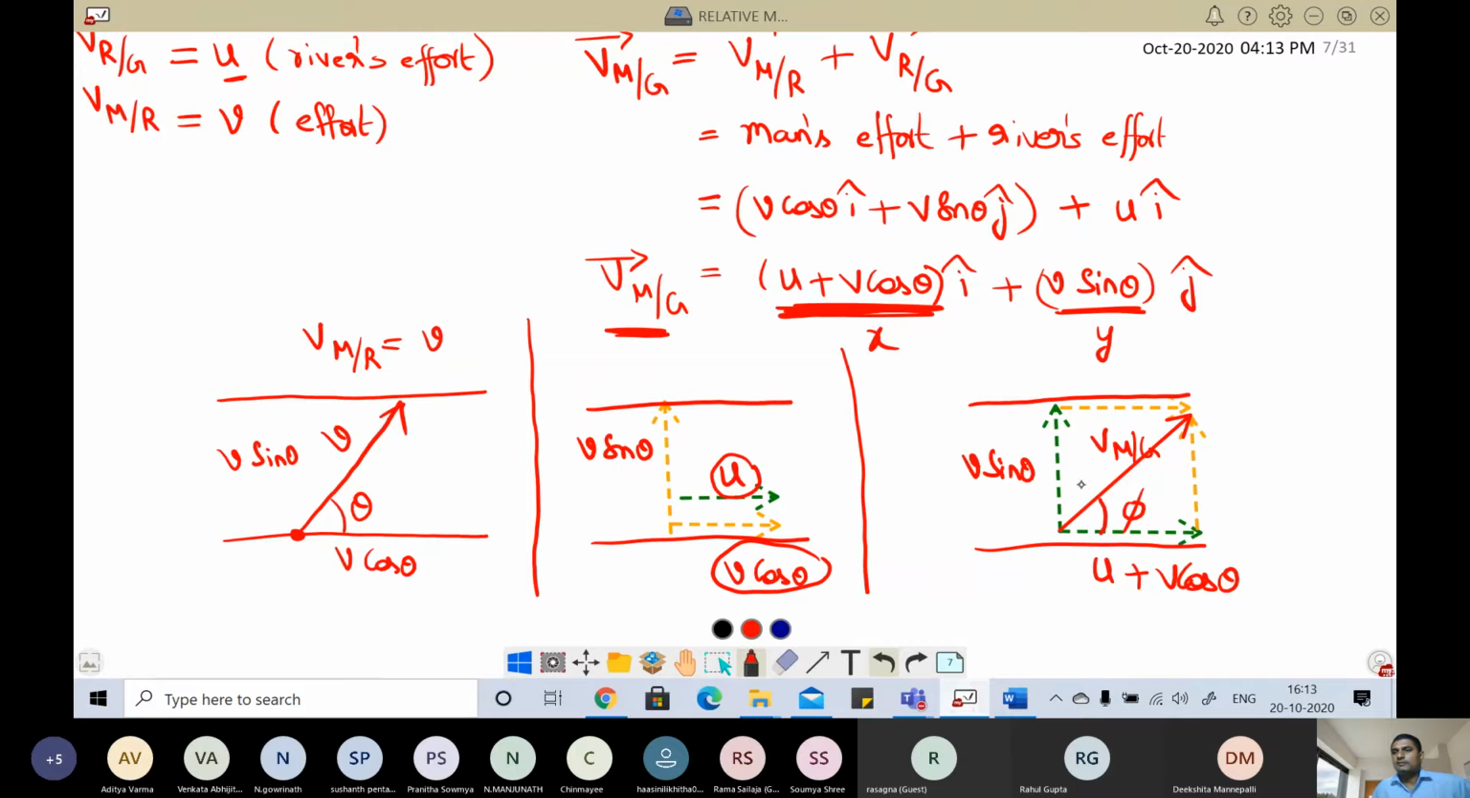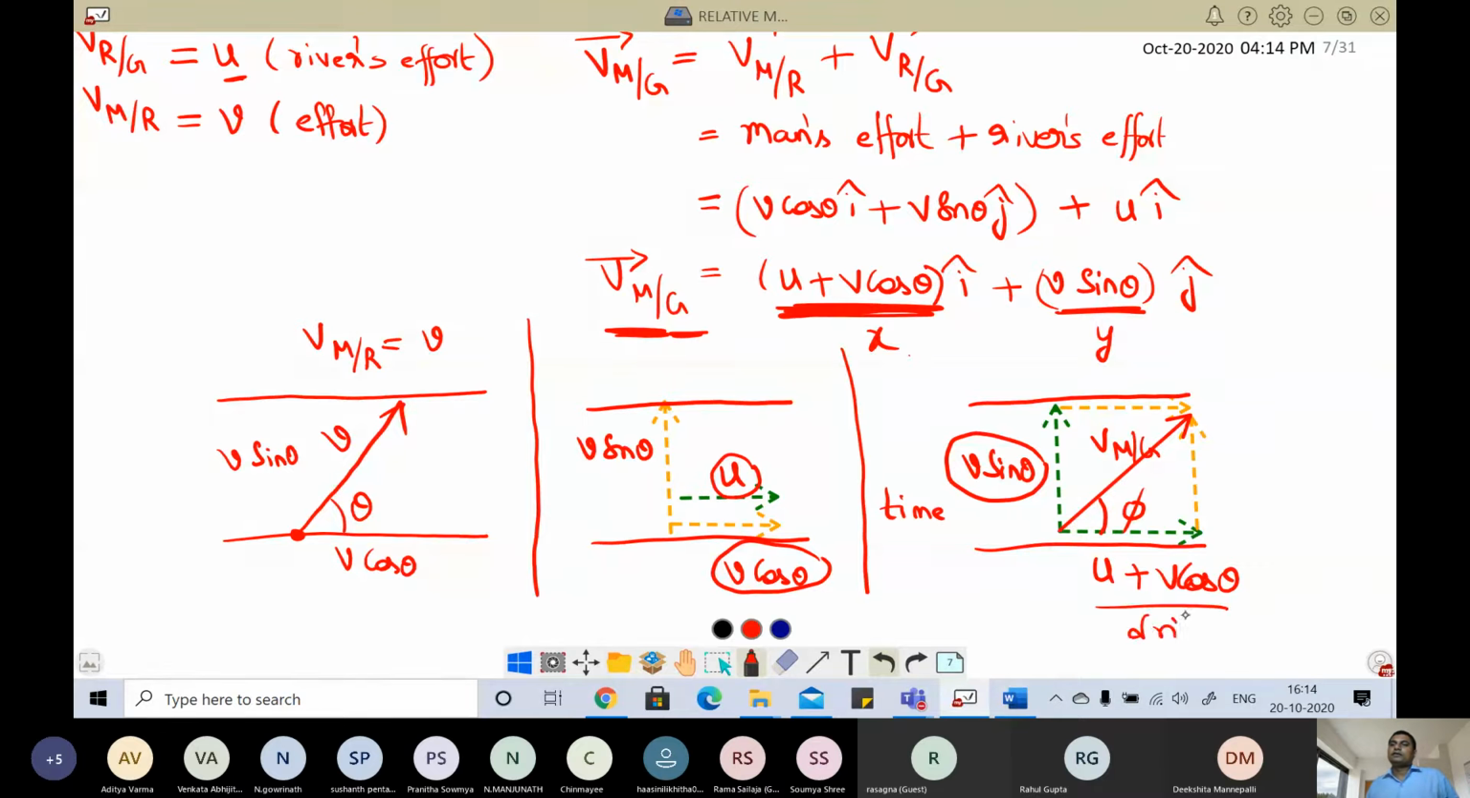It will make some other angle phi. Okay, so anyway, for us, we have to finally reach this point. We have to know the x component of velocity of man with respect to ground, and the y component. Why? Because the y component is used for finding out time, and the x component is used for finding out drift.